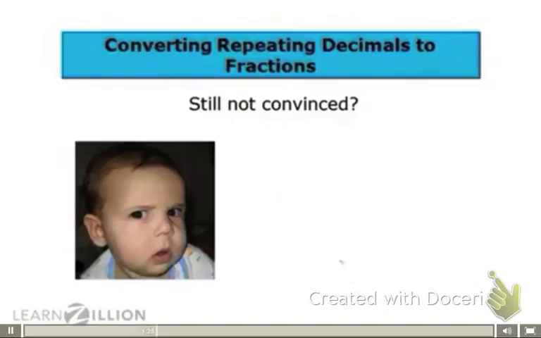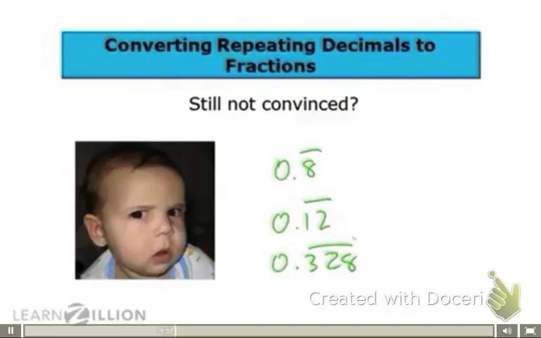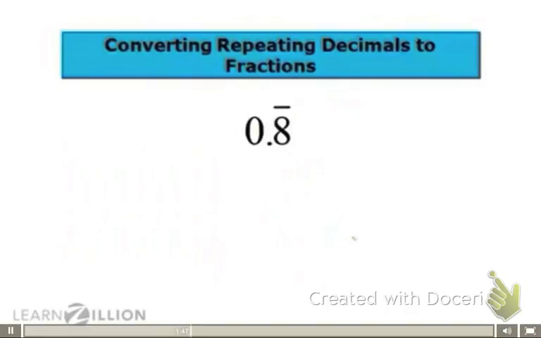We've only shown one specific example. What about 0.8 repeating, or 0.12 repeating, or 0.328 repeating? Can I write each of these as fractions and therefore make them rational? I'm not sure. You've been told these are rational, but today we'll prove it by learning how to write each of these repeating decimals as fractions. Let's start with 0.8 repeating.